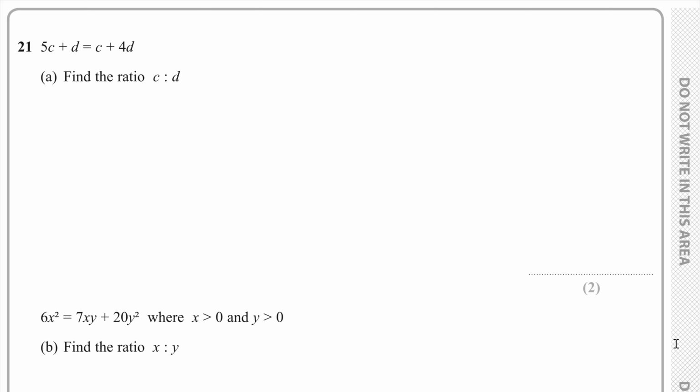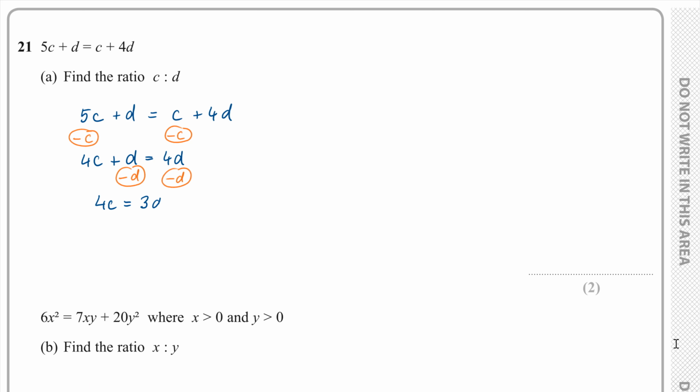Question 21. 5c plus d equals c plus 4d. Find the ratio c to d. Let's start by moving all the c's to one side and all the d's to the other side. Subtracting c from both sides will result in 4c plus d equals 4d. Subtracting d becomes 4c equals 3d. Therefore, the ratio c to d is 3 to 4.